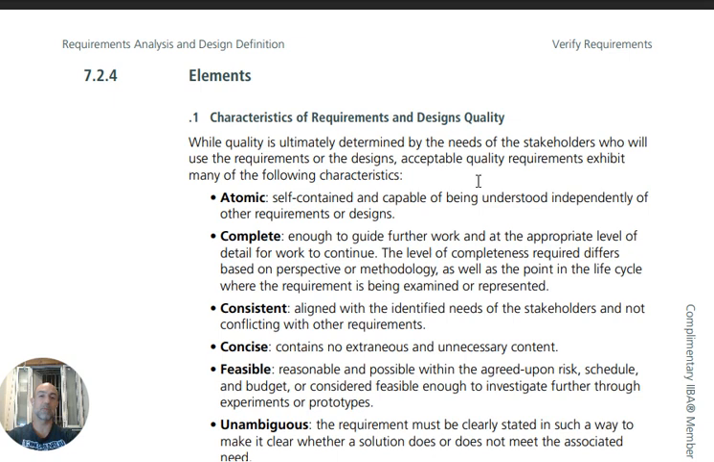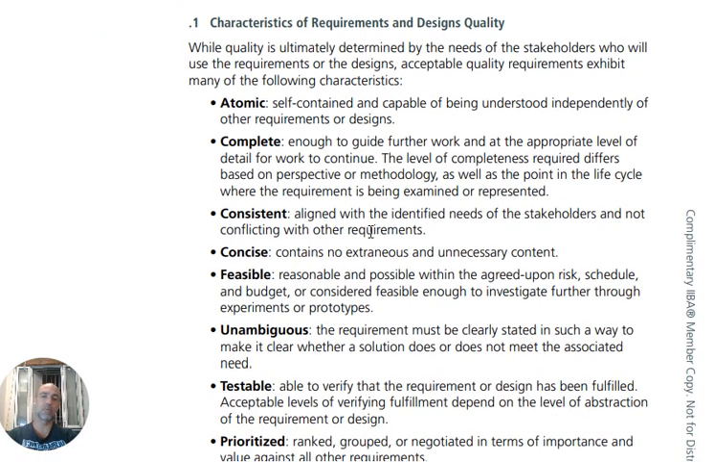While quality is ultimately determined by the needs of the stakeholders who will use the requirements or the designs, acceptable quality requirements exhibit many of the following characteristics. Atomic, which means it's self-contained and is capable of being understood independently of other requirements and designs. As in every part of it is kind of self-explanatory, right? Complete enough to guide further work at the appropriate level of detail for work to continue. The level of completeness required differs based on the perspective or methodology. So it has to lead somewhere. It can't be just here. Self-contained is different than standalone when they're talking about the atomic part, right? Self-contained is different than standalone.